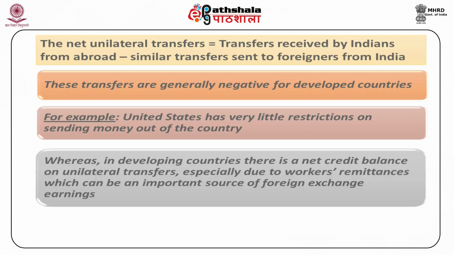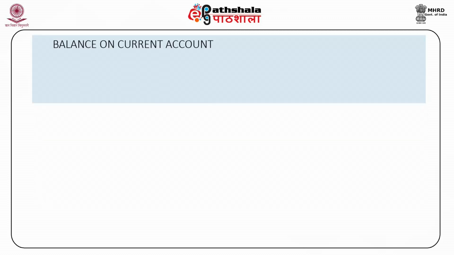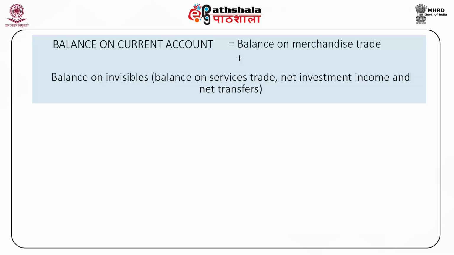Whereas in many developing countries, there is a net credit balance on unilateral transfers, especially due to workers' remittances, which can be an important source of foreign exchange earnings. The balance on current account is the sum of A. Balance on merchandise trade, B. Balance on invisibles, which comprise balance on services trade, net investment income, and net transfers.